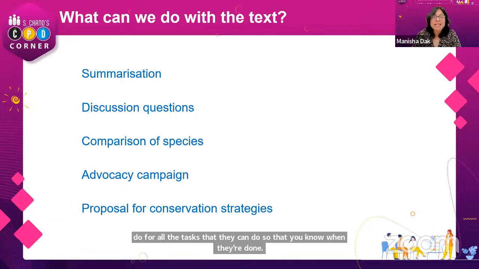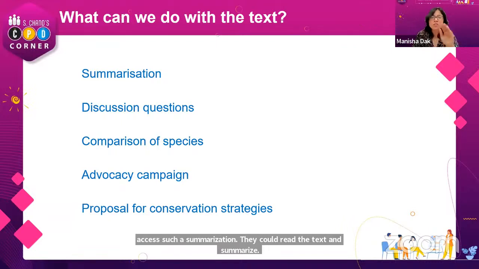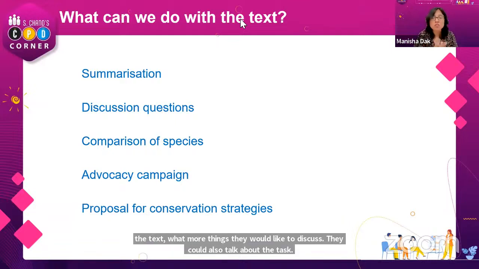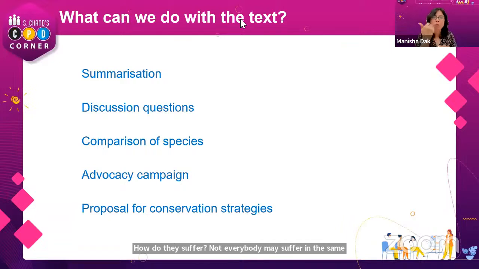You could have post-text tasks such as summarization. They could read the text and summarize. So this is a post-text task because it is still dependent on the text. They could prepare discussion questions based on the text: what more things they would like to discuss. The task could also revolve around comparison of species, like what is the impact of climate change on different species? How do they suffer? Not everybody may suffer in the same way. So probably they could pick one particular animal and look at how climate change affects that animal.